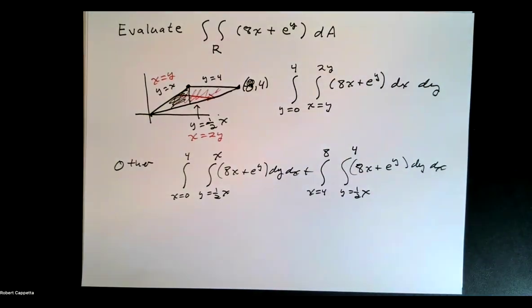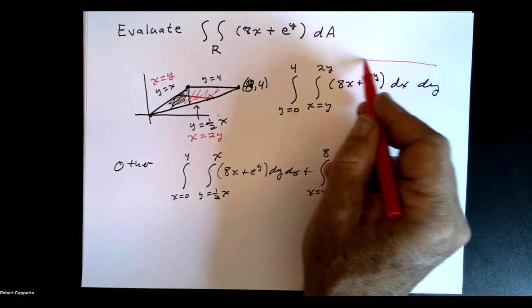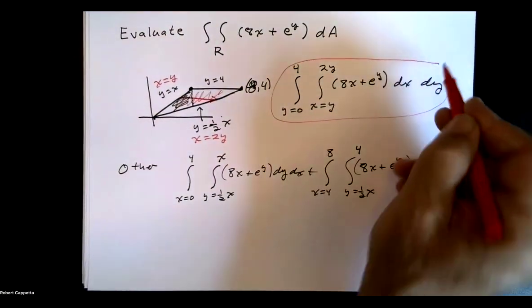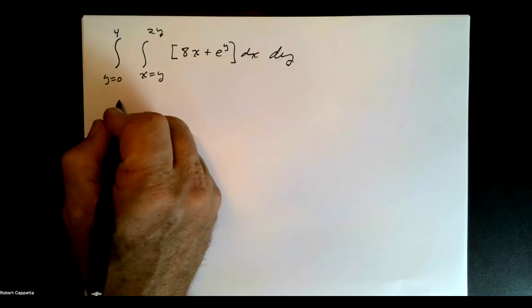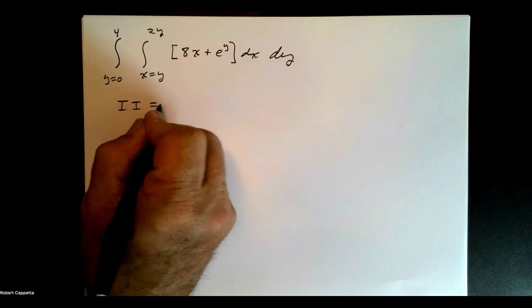But you can see I have a single western border and a single eastern border. So this is preferable. That's the strategy I'm going to choose to use to evaluate this integral. So let's start with the inner integral.